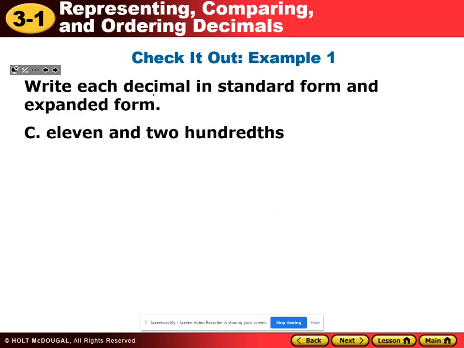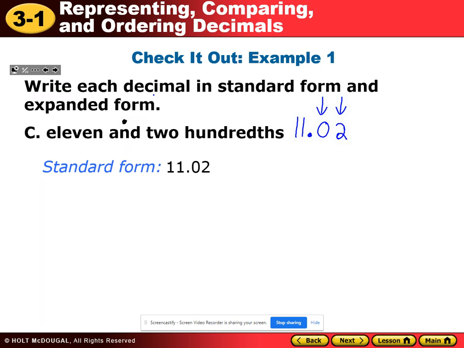11 and means decimal, 2 hundredths. So 11, I know how to write the number 11, and means decimal, I know how to put a decimal after the 11. 2 hundredths. Well, I know it's tenths, then hundredths, so 2 hundredths. Well, again, I'm assuming there's no tenths if they're not talking about tenths. So then it's 11.02 or 11 and 2 hundredths. Let's see how we did. 11.02.